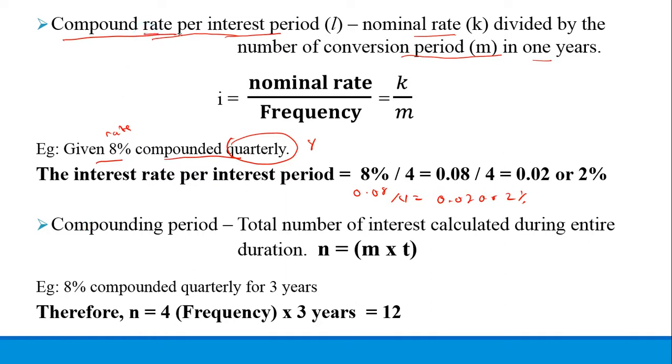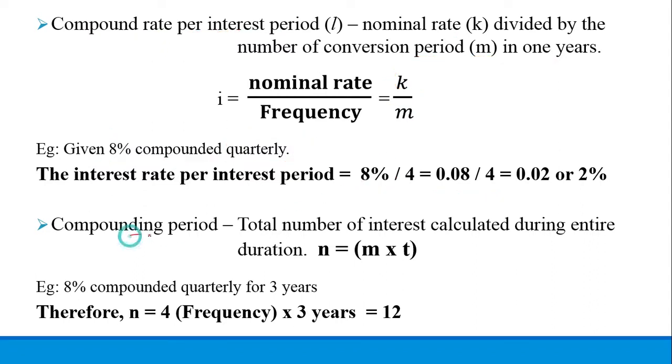The rate per interest period is K, the rate of interest, divided by how many times they pay the interest. Here the period means 4 times, let's say the compounding period. How long is it? The total number of interest calculations during the entire duration is n, which is m multiplied each time.